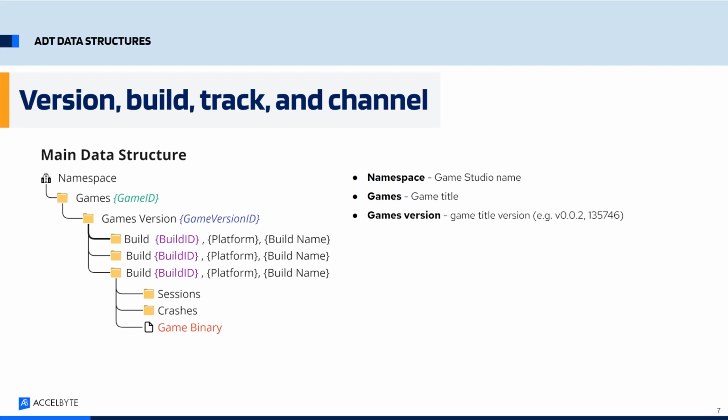A game can also have multiple game versions, and one game version can have multiple builds. Users can register the build for each platform that is supported by ADT. It's also possible to create more than one build per platform with different configurations, like shipping or development. The build itself will be the place to upload the game binary and collect sessions and crashes related to it.